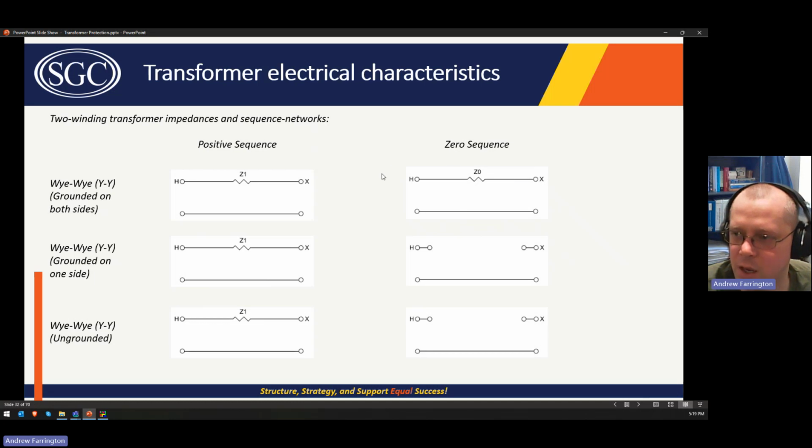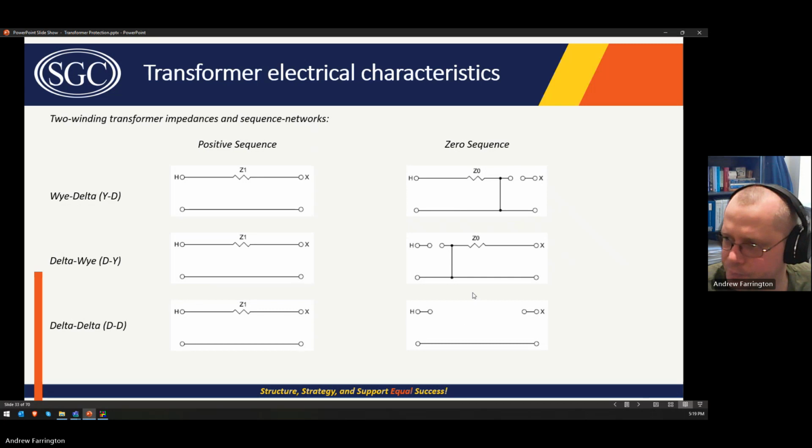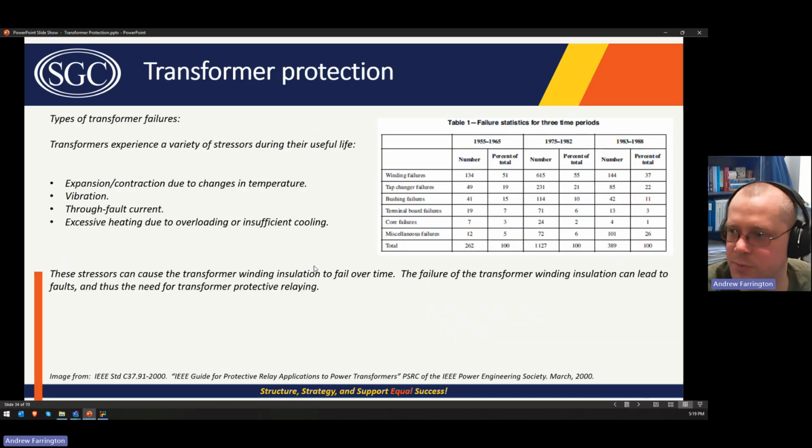So there's no isolation between zero sequence faults on the high side and low side of the transformer. Whereas here, there is isolation between the high side and the low side, and also it is a source of ground fault current. So those are very handy properties.